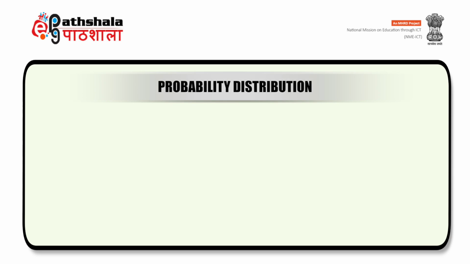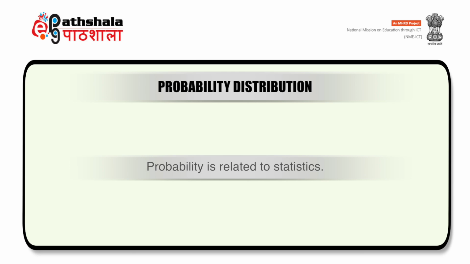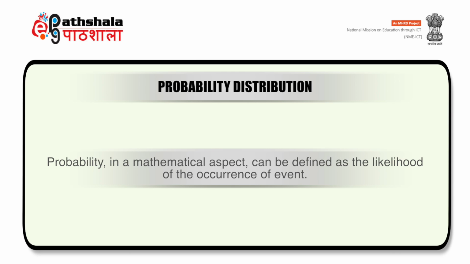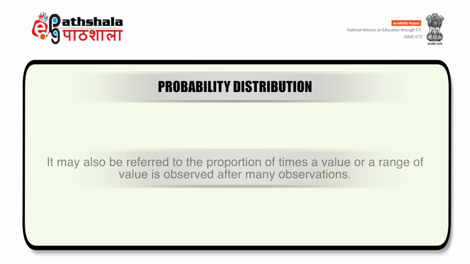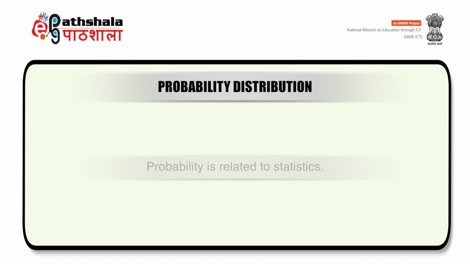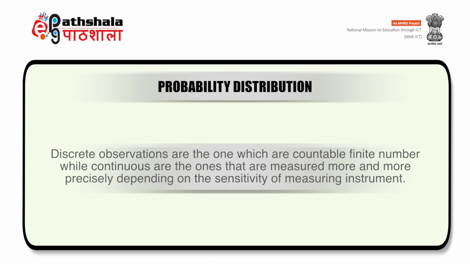The second learning objective is probability distribution. Probability is related to statistics. Probability in a mathematical aspect can be defined as the likelihood of occurrence of an event. It may also refer to the proportion of times a value or a range of values is observed after many observations. Observations are of two types, discrete and continuous. Discrete observations are the ones which are countable, a finite number, while continuous are the ones that are measured more and more precisely depending on the sensitivity of the measuring instrument.